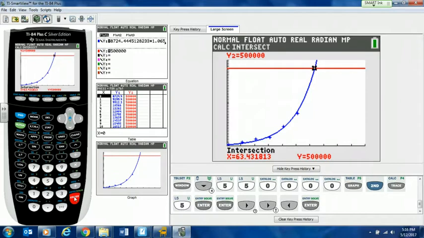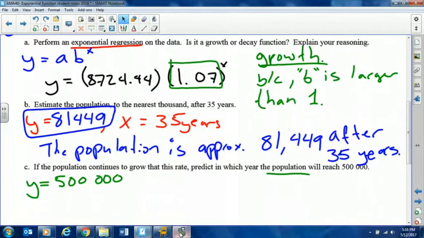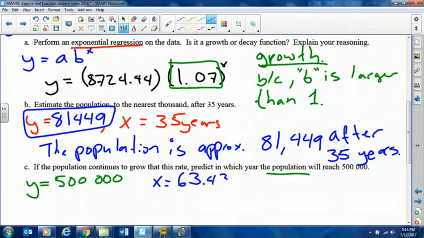So you'll notice that the y-axis is what we're trying to find, the year at the population of 500,000. And then it gives us our x coordinate, which is 63.43. So that's how many years, approximately, until there's a population of 500,000. So we'll write that down. X equals 63.43 years.